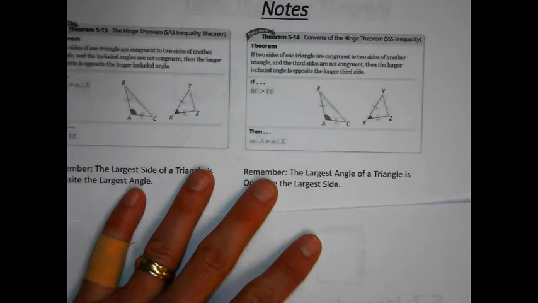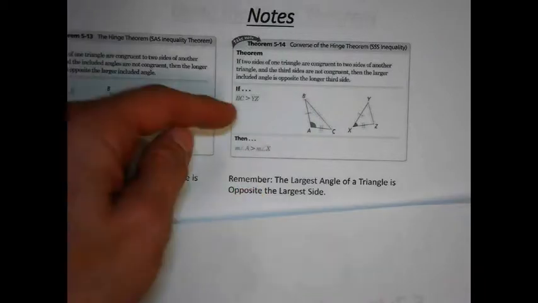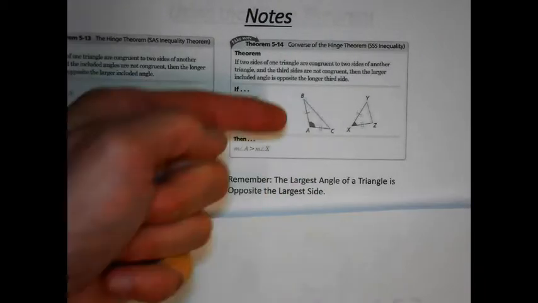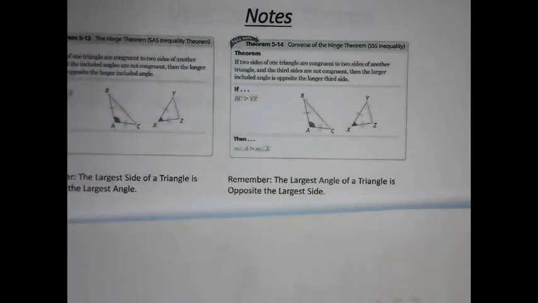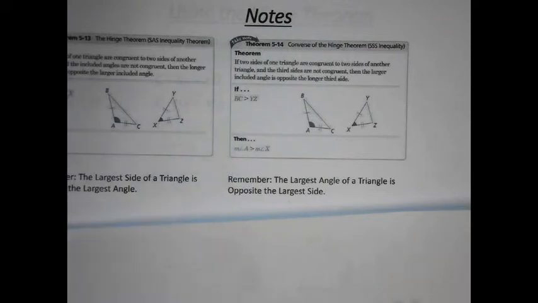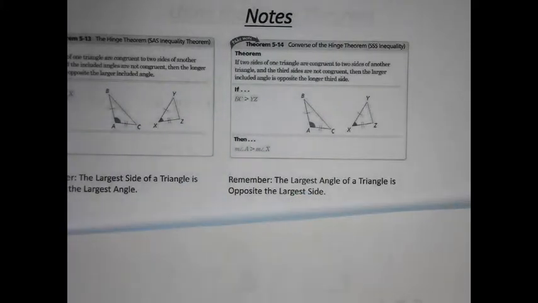The converse of the Hinge Theorem is, if the side is longer in one of the two triangles, then the included angle is larger. So if sides, then angles. That's the converse. Again, remember, the largest angle of a triangle is opposite the largest side.